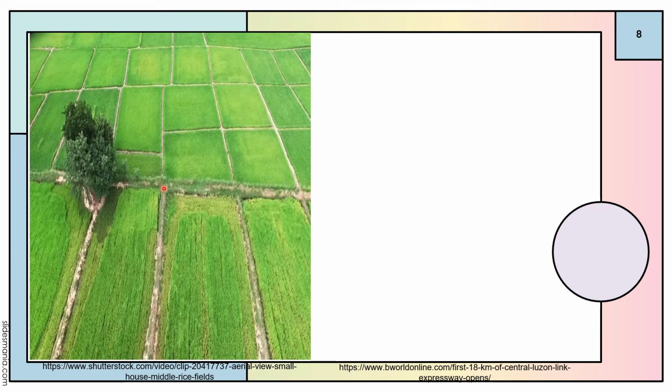Okay, so we have here the rice fields. Could you imagine that this is how beautiful rice fields are in its aerial view? And so as we can see, we have here different lines that are intersecting. By the way, intersecting lines are lines that meet at a common point. So we have here a lot of intersecting lines. And we also have another here.